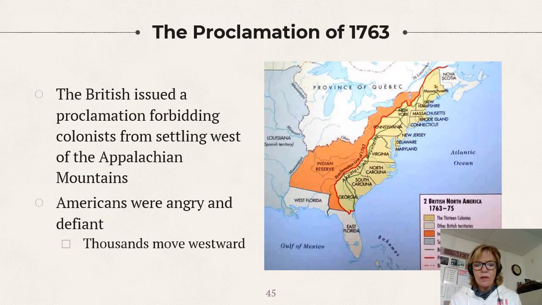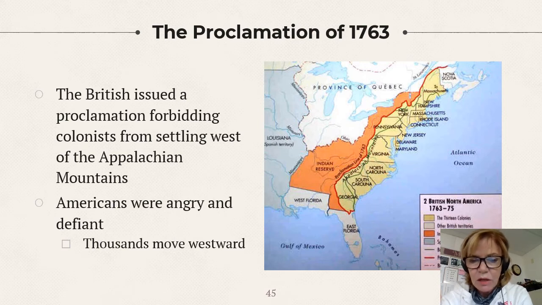So you can see right there the red line that runs all the way up from Maine down to Florida is the Proclamation of 1763, and British citizens were forbidden from crossing over that line and settling west of the Appalachian Mountains. And as I said, Americans were not happy about that. And historically, if we know anything about Americans, if they don't like a rule, they just don't follow it. Right. So they didn't. And thousands move across the mountains and they settle in that land.